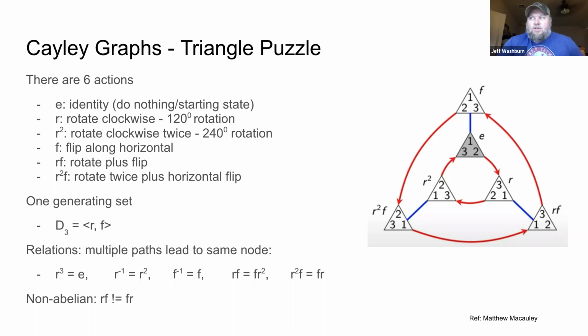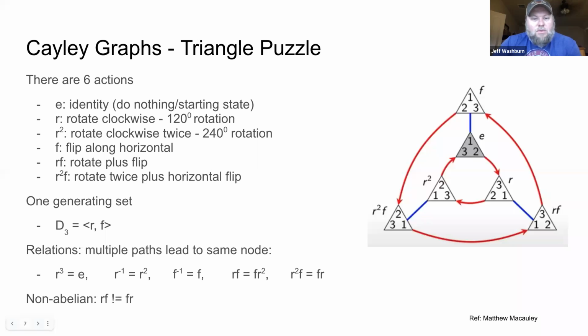If you go to R, this is the one rotation. Notice the numbers: if you rotate, the 3 comes to the top. R squared means you rotate yet again, and then the 2 moves to the top. And F is a flip. The red arrows are rotations and the Fs are flips of the triangle. An R rotation is a 120-degree rotation, R squared is 240, and R cubed is the same as going back to E.